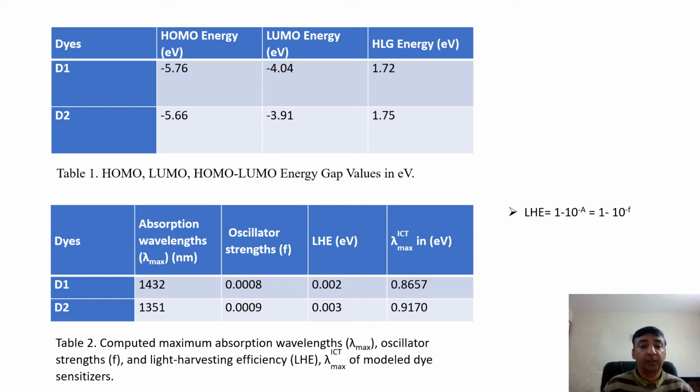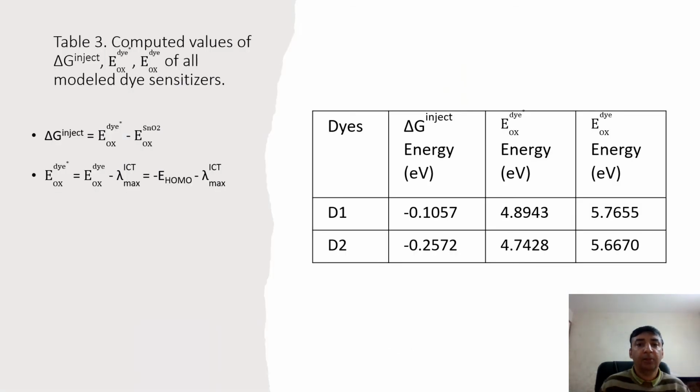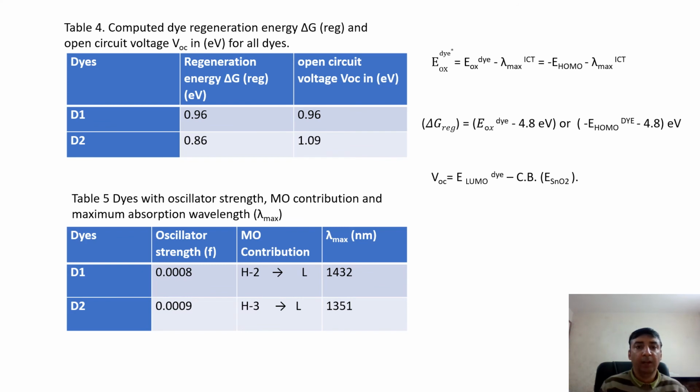In Table 2, the maximum absorption wavelengths along with the oscillator strengths and the light harvesting efficiency for the two dyes have been shown. In Table 3, the values of free energy change for electron injection and the reduction potential are shown. In Table 4, the values of dye regeneration energy and the open circuit voltage for all the dyes are shown. In Table 5, the oscillator strength and the associated molecular orbital contribution for the maximum absorption wavelength are shown.